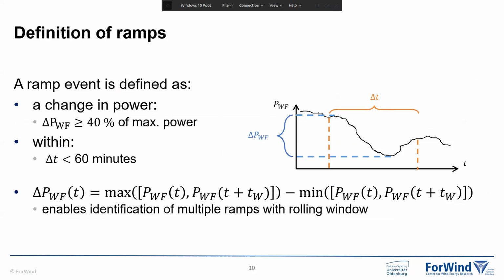And to get the power difference, we used the minimum maximum function. So we looked for the extreme values within that window, and we used then a rolling window and could then identify the ramps within the data. And what does it look like?